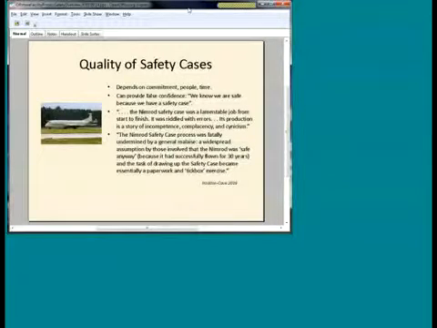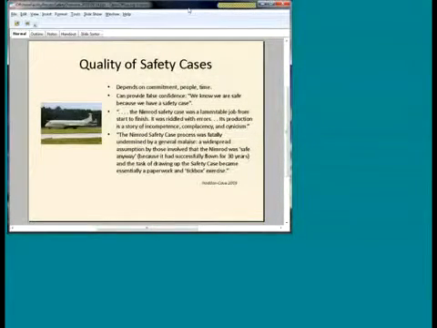The Nimrod safety case was a lamentable job from start to finish. It was riddled with errors. Its production was a story of incompetence, complacency, and cynicism. And he named names. In fact, the only people who got out of this unscathed were the men who died. It was fatally undermined by a general malaise, a widespread assumption that Nimrod was safe anyway because it had flown safely for 30 years. And the task of drawing up the safety case became essentially a paperwork and check-the-box exercise.